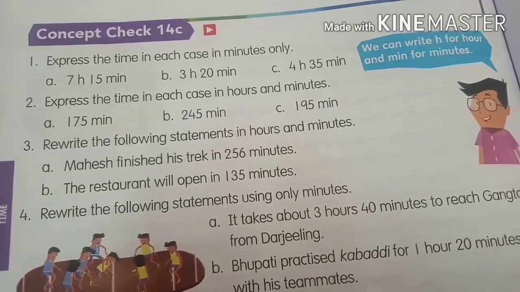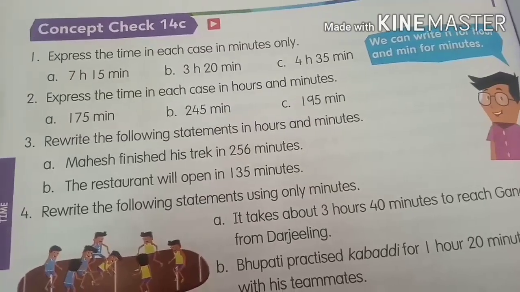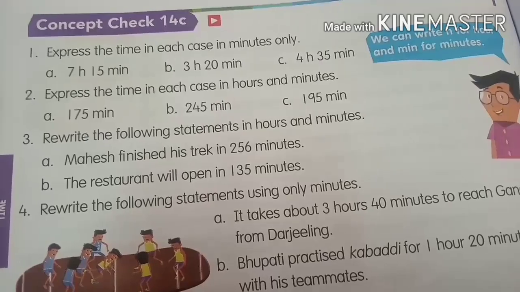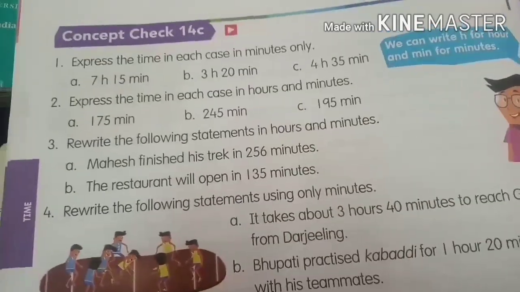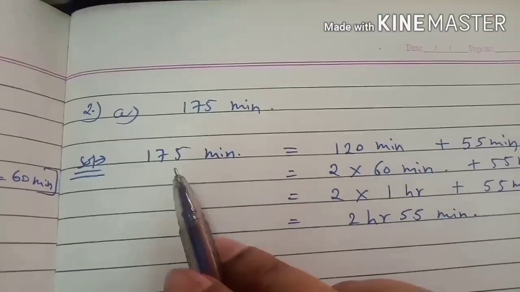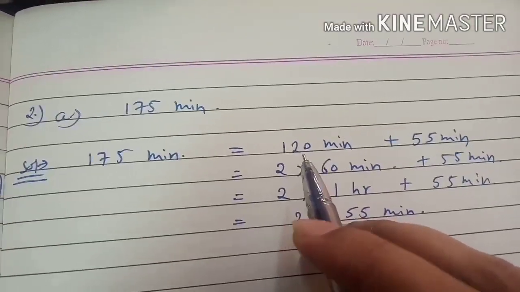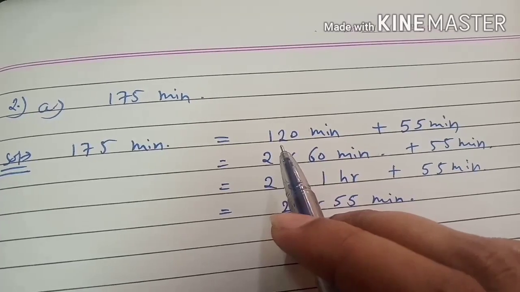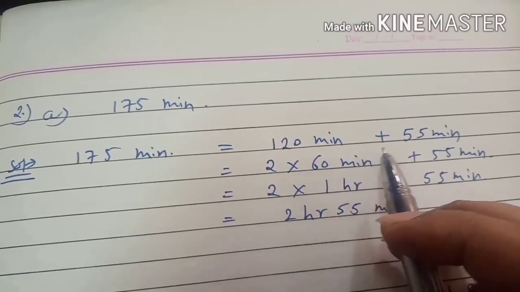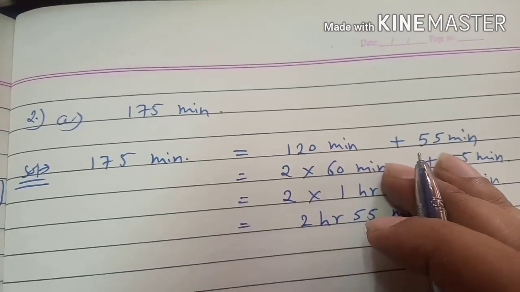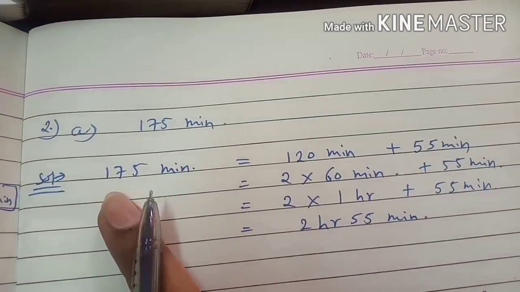Now we will do question number 2. Our question number 2 is: express the time in each case in hours and minutes. Our first question is 175 minutes. Now we will solve this question. We can write 175 minutes in this way. We will break 175 into two parts: 120 plus 55. When you add 120 plus 55, you get 175.